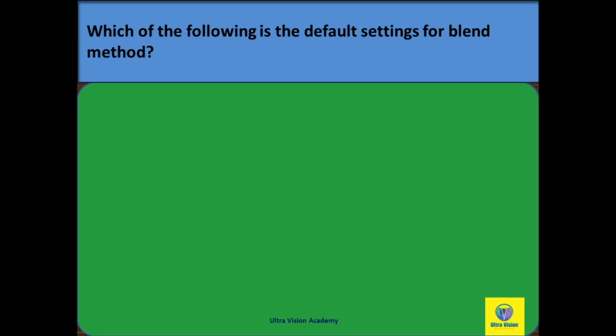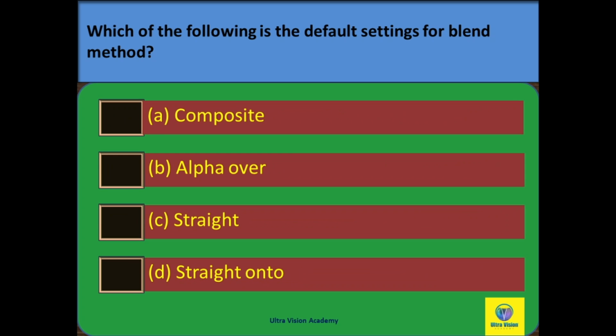And which of the following is the default settings for blend method? It means what is given as default value in blend method option. Well, the options are A composite, B alpha over, C straight, and D straight onto. Well, the answer is A composite.